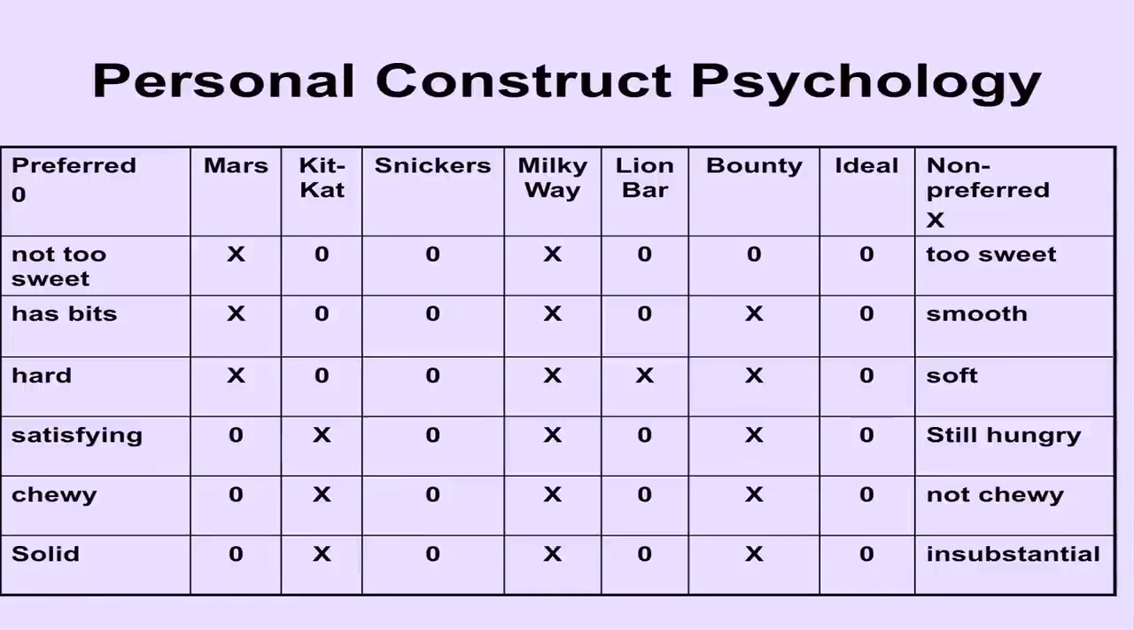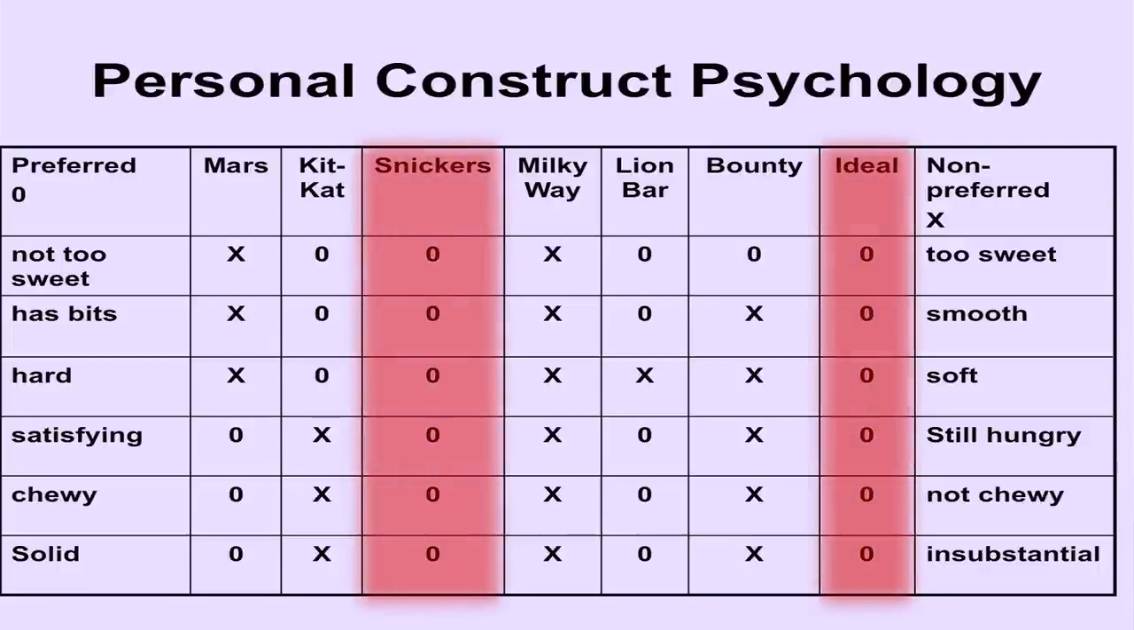And one way we can do that is to look vertically down the columns and look for patterns of scores that are the same or similar. So can you find patterns of scores that look the same or similar? Yeah, Snickers and Ideal. Snickers and Ideal.